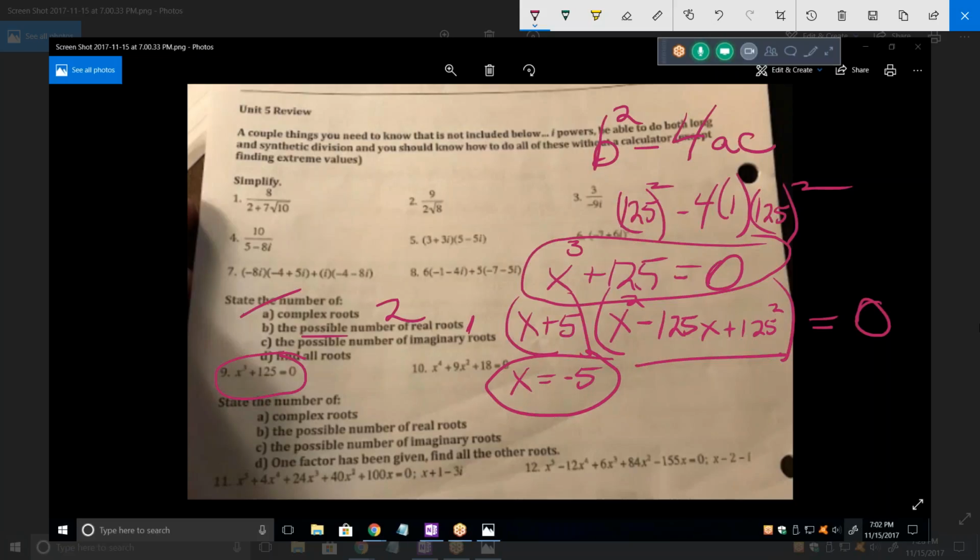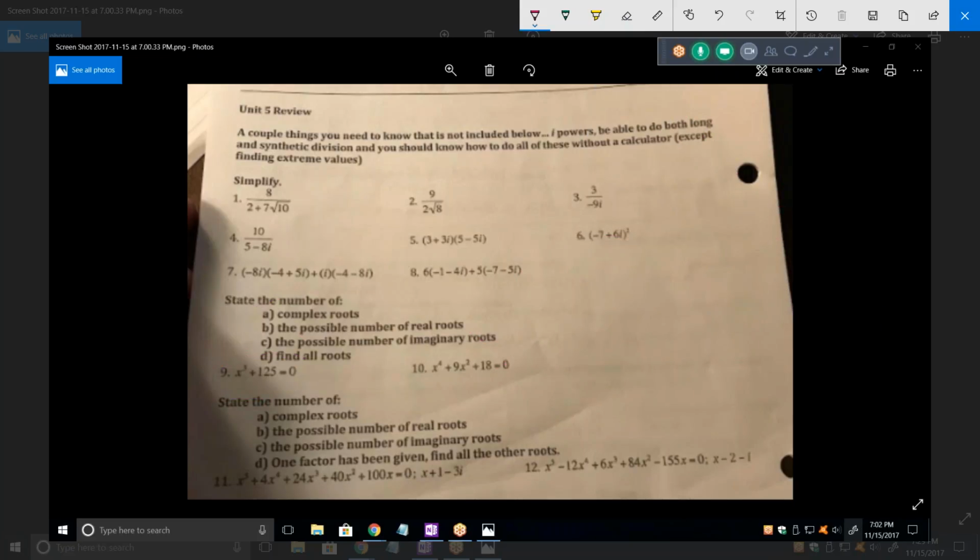I'm assuming that they're referring to this equation only. Now maybe things will be different when we look at number 10, but okay, the possible number of imaginary roots. Wow, I'm really confused now. We just figured out that it's 2 for number 9. Find all roots, we've done that. All right, let's look at number 10 and see if these words make more sense.